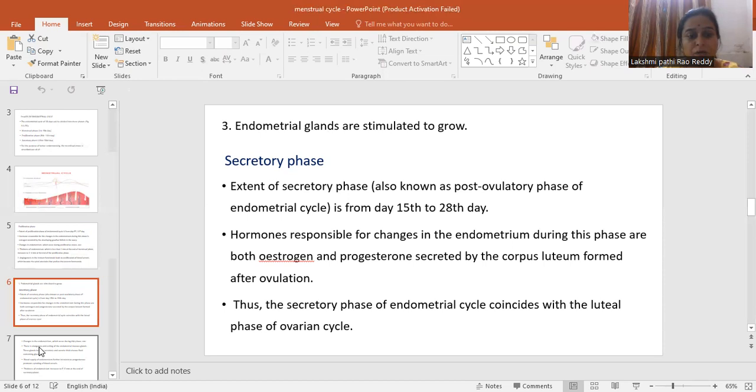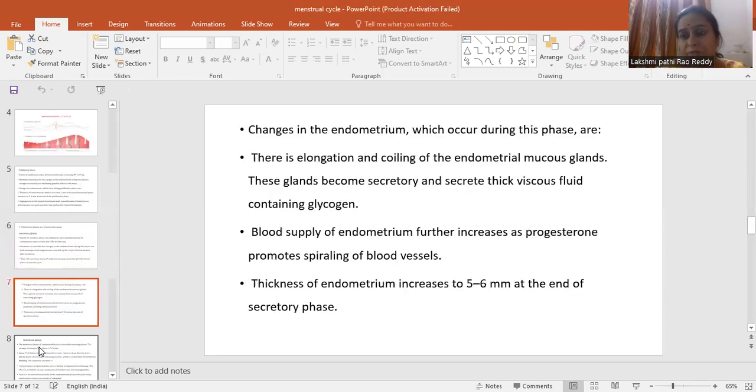Okay, so what are the changes in the endometrium which are caused by the hormone progesterone, or which are seen at the secretory phase? The thickness of the endometrium will increase, approximately 5 to 6 mm. Next, there will be elongation as well as coiling of the endometrial arteries. The glands become secretory, and they will start secreting some thick viscous fluid containing glycogen.